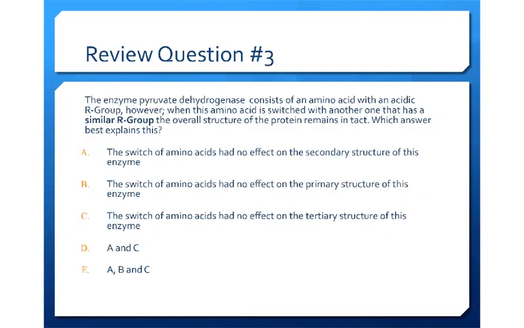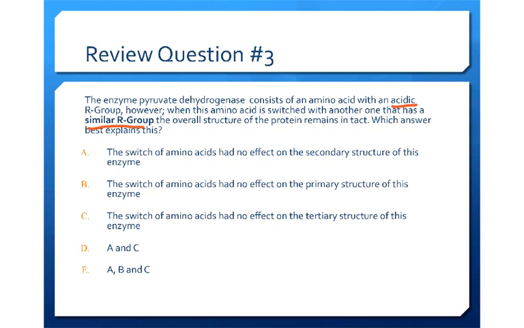Let's move on to the next question. Question 3. The enzyme pyruvate dehydrogenase consists of an amino acid with an acidic R group. However, when this amino acid is switched with another one that has a similar R group, the overall structure of the protein remains intact. Which answer best explains this?